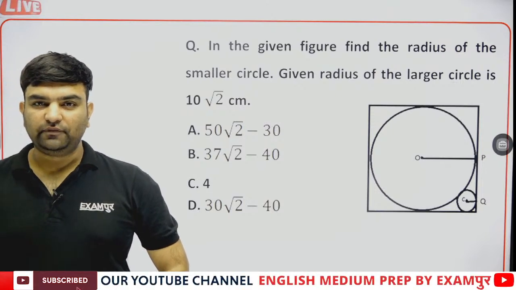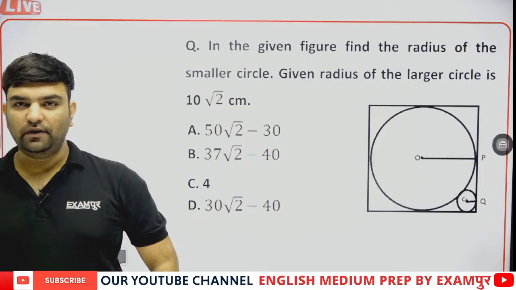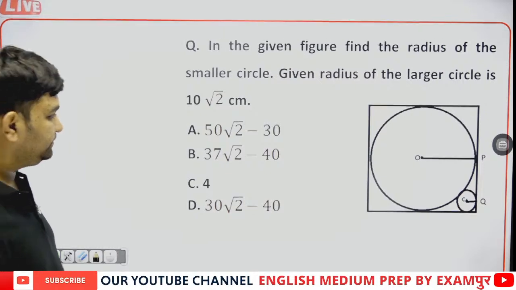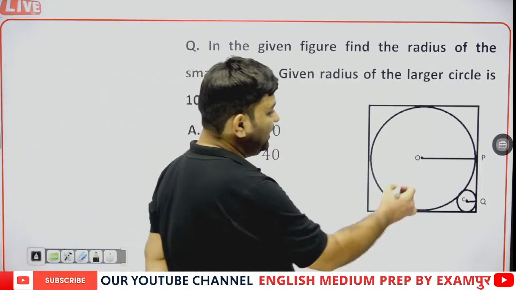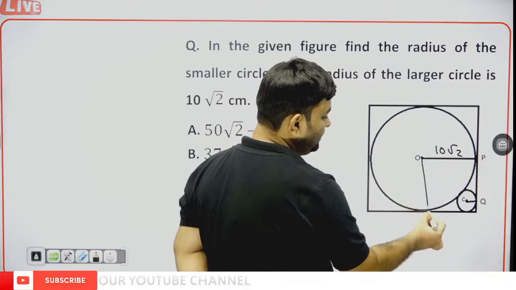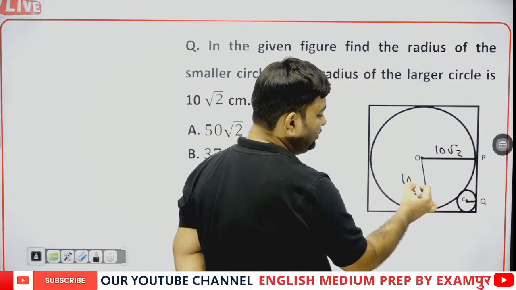Find the radius of the smaller circle if the radius of the larger circle is given. The radius of the larger circle is 10 root 2. Draw this perpendicular, it is also 10 root 2.